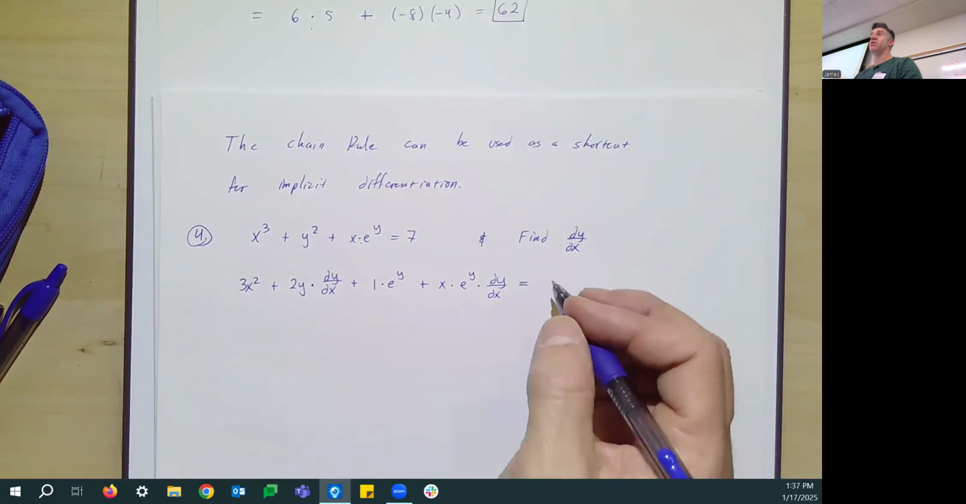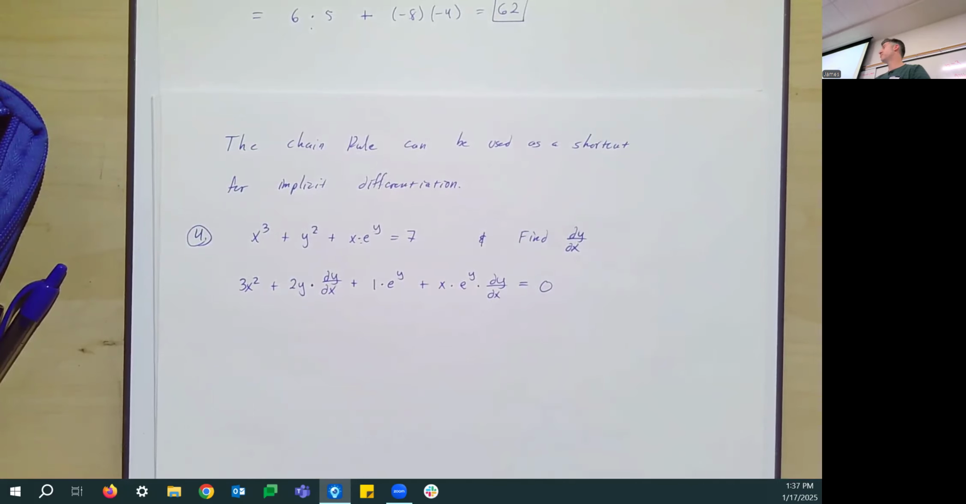Equals not 7, but the derivative of 7, which is 0. It's really important there. People, for some reason, often forget to take the derivative of that and just leave it at 7. Nope, the derivative of 7 is 0.